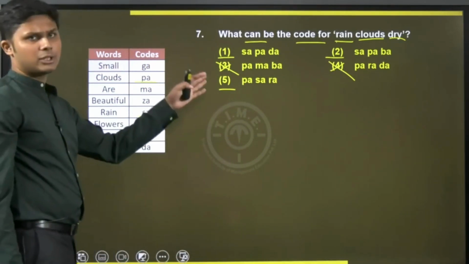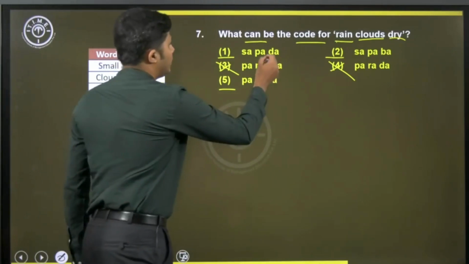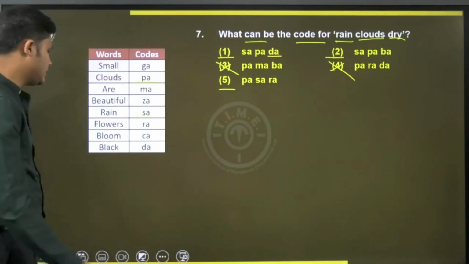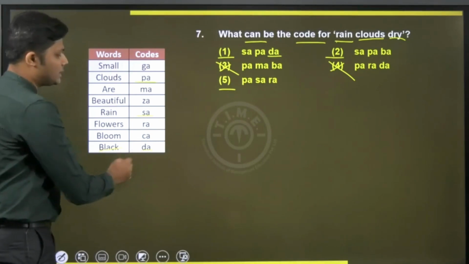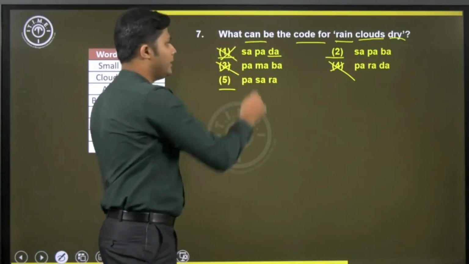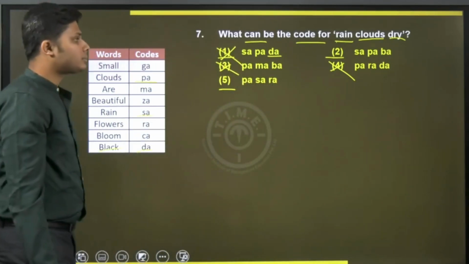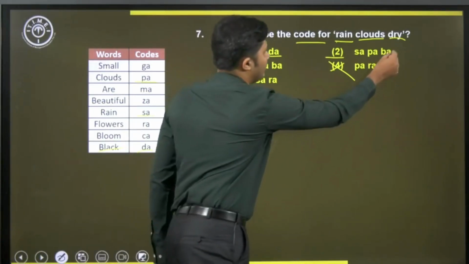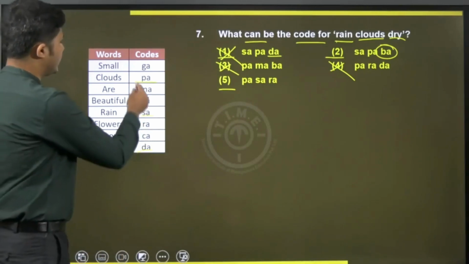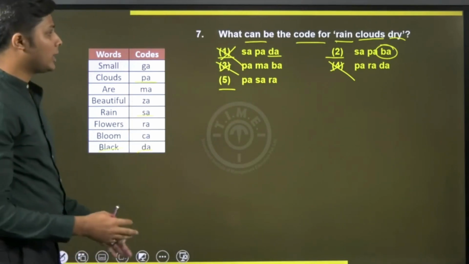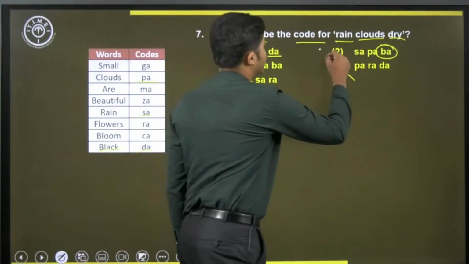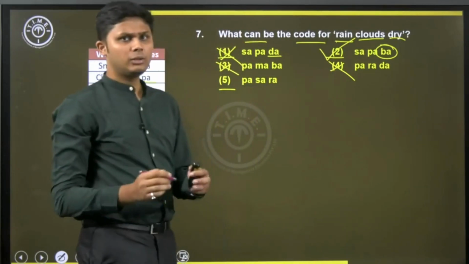So now let's look at the first option. Here we are given DA, but looking at the table, we can see that black is coded as DA. So dry cannot be coded as DA. So choice 1 is eliminated. And in the second choice, BA. And looking at the table, none of the words given here has a code as BA. So we can say that dry must be coded as BA, and the correct option is choice 2.